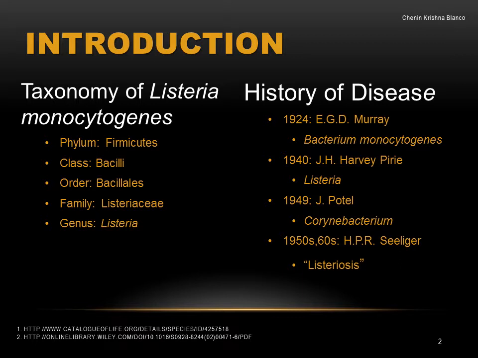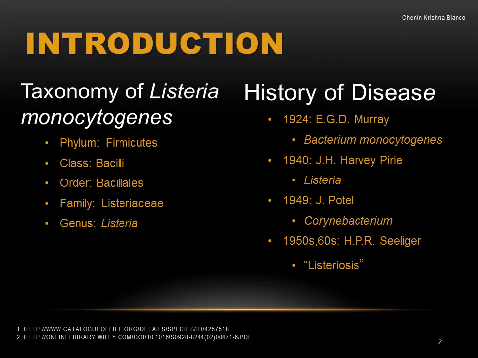It was first called Bacterium monocytogenes by E.G.D. Murray when he isolated the gram-positive rods from the blood of rabbits back in 1926. It was in 1940 that J.H. Harvey Pirie changed the genus name to Listeria because of the bacterium's particular catalase-positive gram-positive rods. The bacterium's pathogenic potency was not realized until 1949, when an epidemic of listeriosis in newborns happened in Germany.